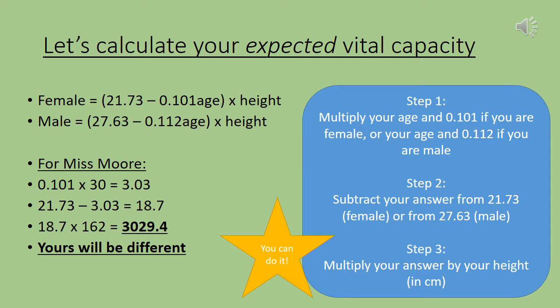Yours will be slightly different because obviously we are different heights and different ages, but it should not be around 10 or 12, or huge like 10,000. It should be somewhere probably between 2,000 and 3,500. So check if it's roughly correct and try again if it is not quite there.